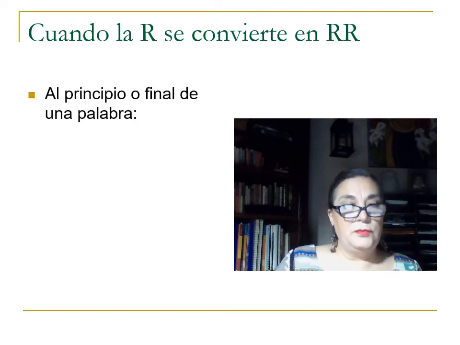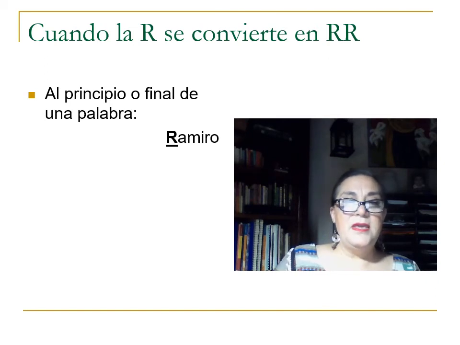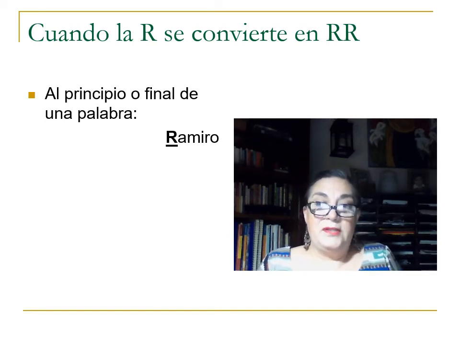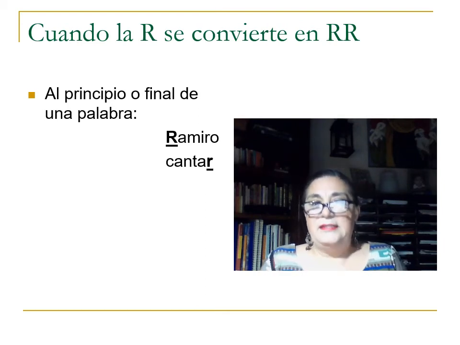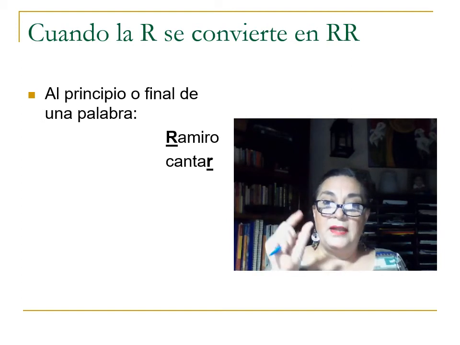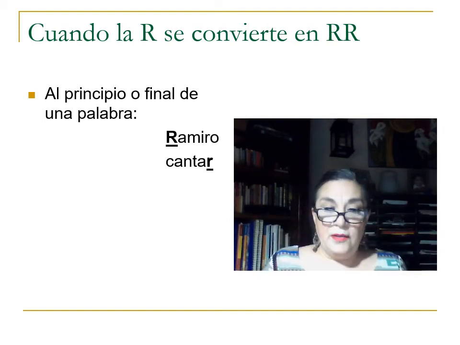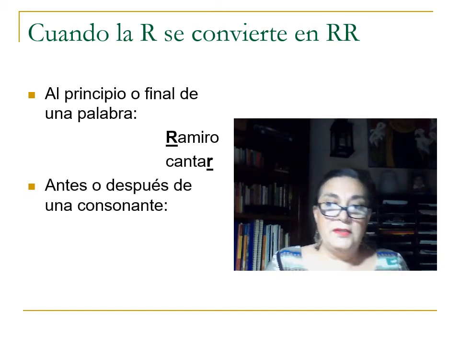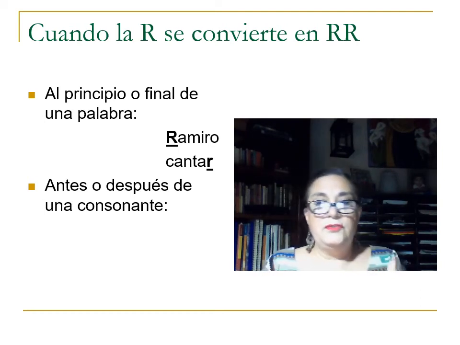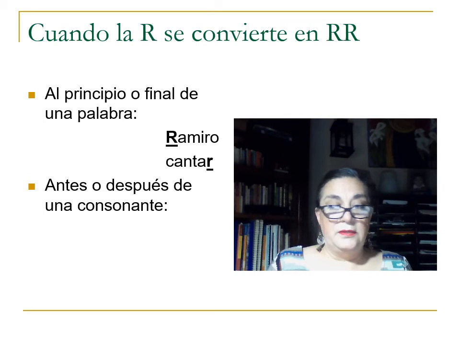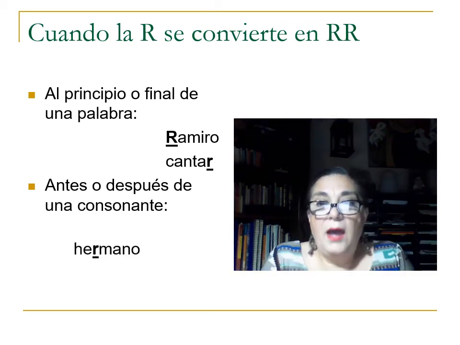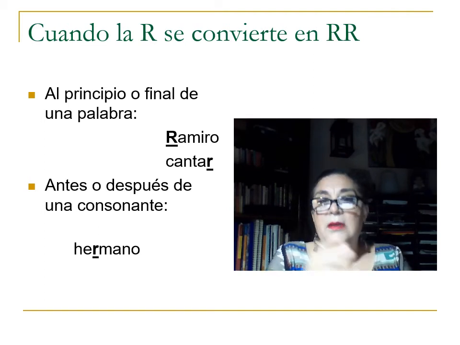So we have two rules. When we have the single R at the beginning of a word or the end of a word, it becomes double. For example, we have Ramiro. It's a single one, but because it's at the beginning of the word, we pronounce it as double. Also the other one, cantar. It's at the end, but if it's at the end, we pronounce it as double. That's the first rule. Second rule, when you see that single R in front of a consonant or after a consonant, we have to pronounce it as double, even though it's single. For example, when we say erma, no. You can see the single R in front of the M, it becomes double.